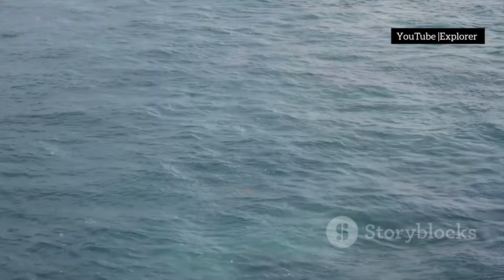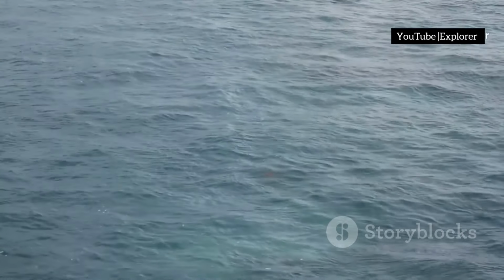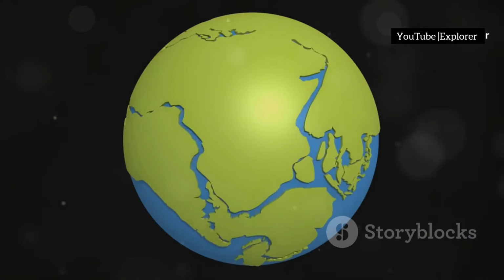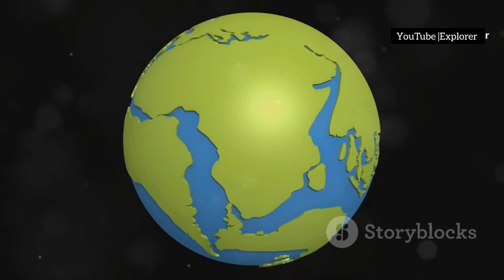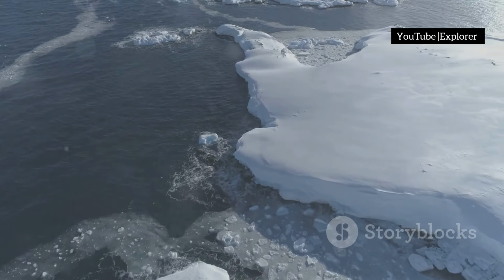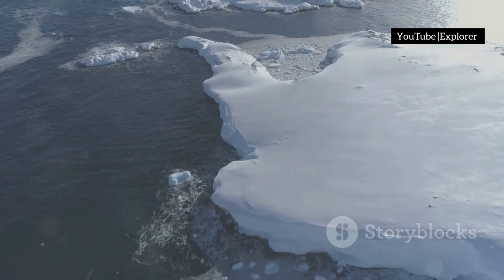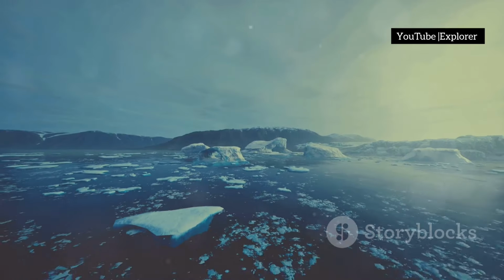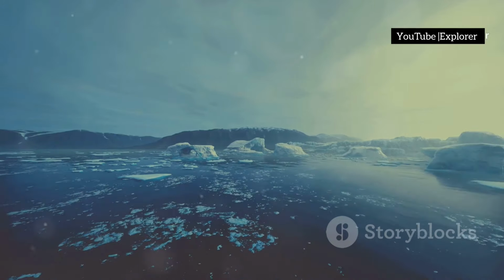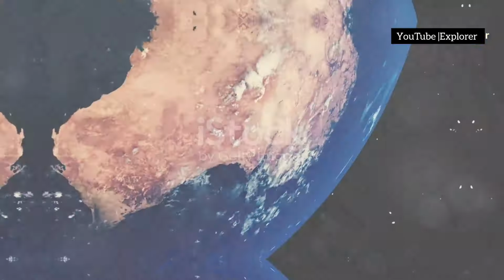As the rift widened, seawater filled the gap, creating a new ocean basin. The Southern Ocean began to take shape around 30 million years ago. Over time, it grew to encompass the entire southernmost part of the Earth. The strong ocean currents around Antarctica play a crucial role in regulating Earth's temperature.